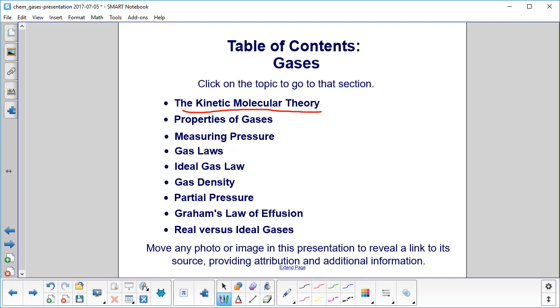Then we'll talk about different properties of gases, how we measure them, the gas laws, the ideal gas law, and then at the very end we'll show a few cases how reality differs from the ideal gas law. We'll talk about density and partial pressures.